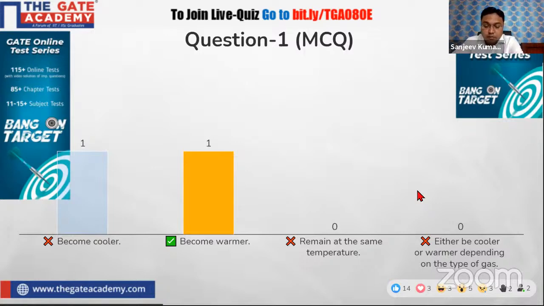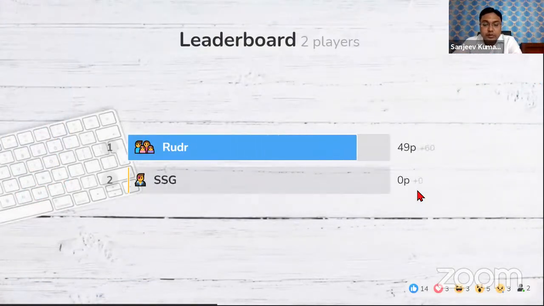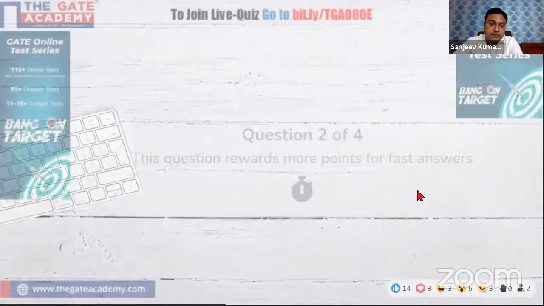Okay, let's go to the leaderboard. So Rudra, very good. You have given the correct answer and you got 60 points for this correct answer, right? And Shreyas Gandhi, definitely you can also try for the next question. Please think properly and then you can answer. Okay, let's go to the next question.